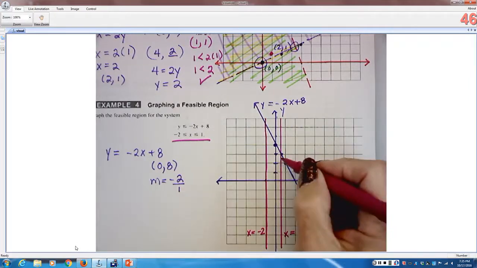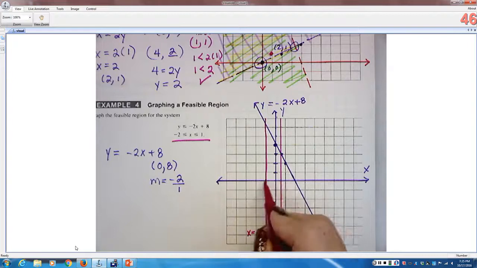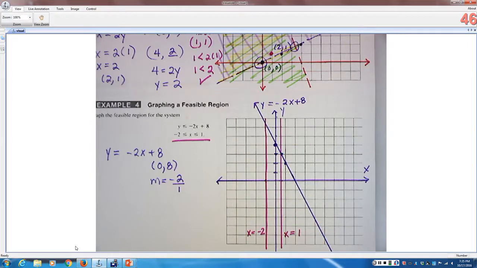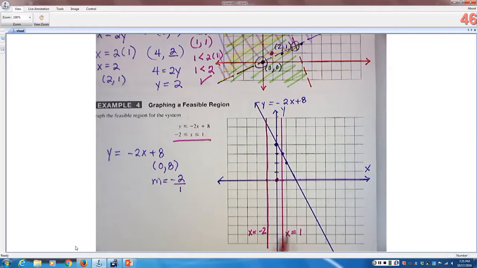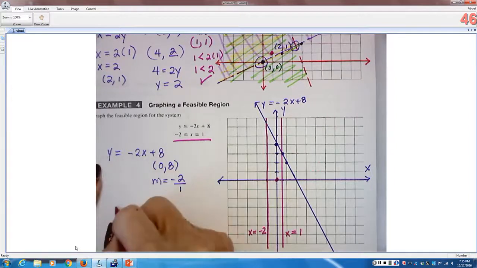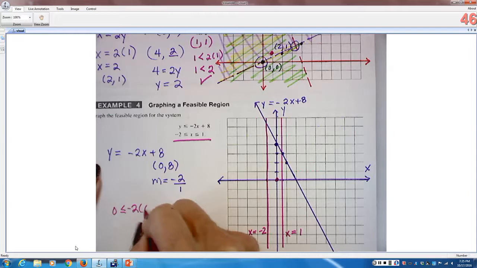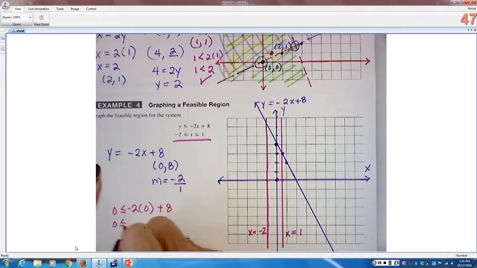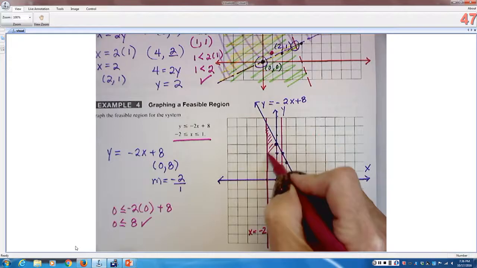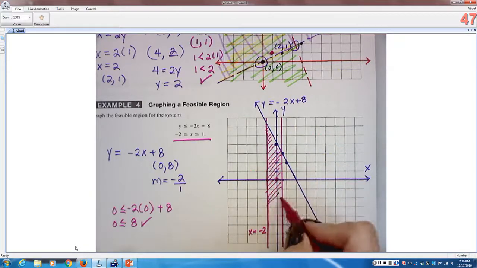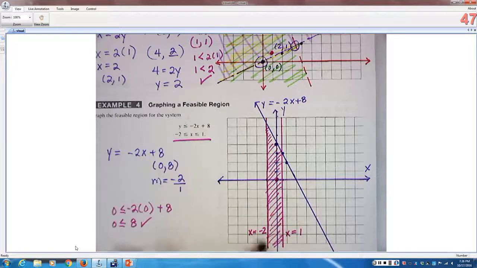So when I test to see which side to shade on, I want to stay between those two lines when I start doing my shading. And I can still test 0, 0 because it's in between there. So I'm going to test 0, 0. And 0, 0 is definitely in between, so it's a legal x value. But is it a legal value up here? So 0 is equal to or less than negative 2 times 0 plus 8. 0 is equal to or less than 8. That's true. So I do everything that's between these two lines, but below this part. So there's my solution area.